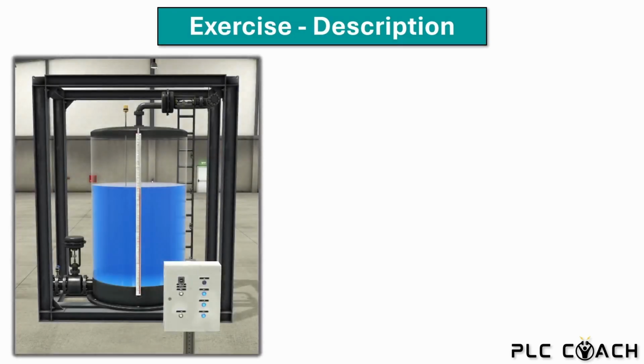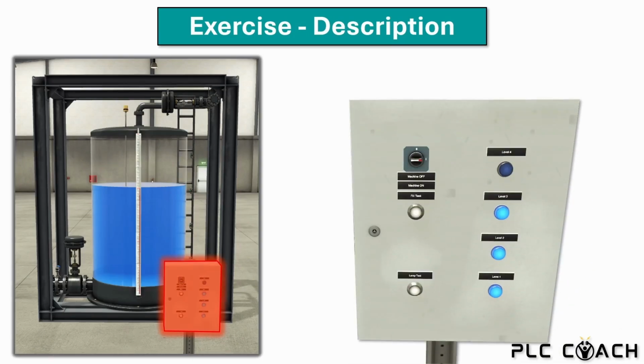Our goal is to program a simple tank filling system. To do this, we only need AND as well as OR logic connections, which we've already learned. The tank is controlled using this control panel. Let's take a closer look. This switch turns the system on and off. If the system is off, nothing happens. All indicator lights remain off and the tank cannot be filled.